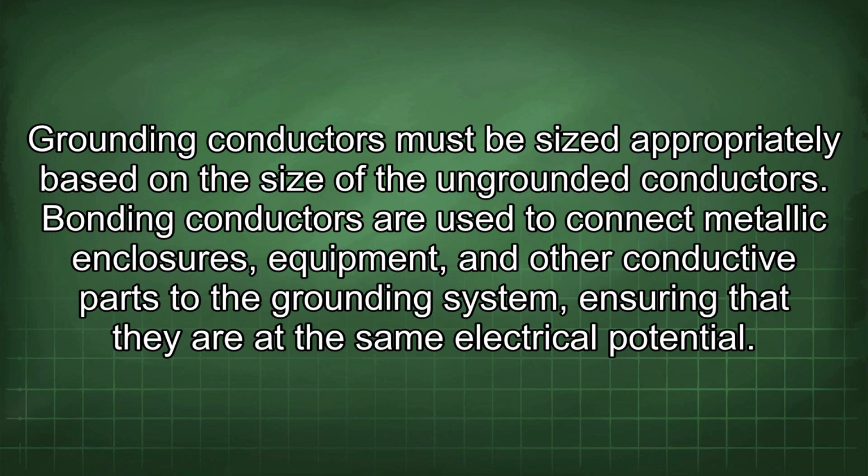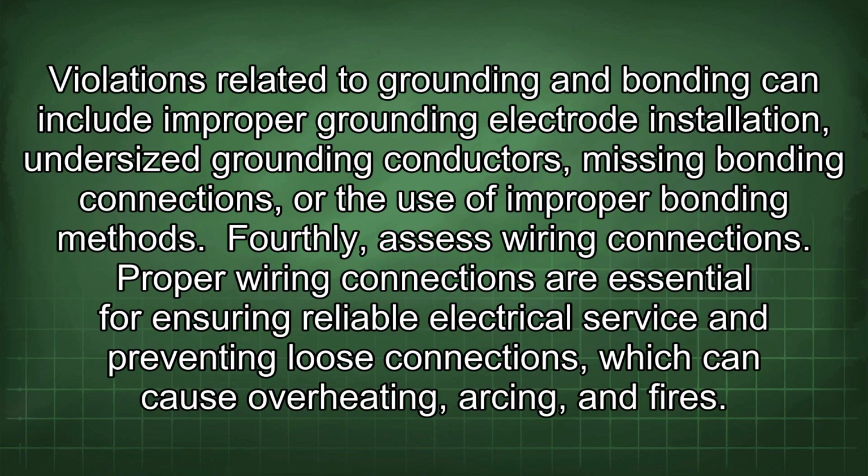Bonding conductors are used to connect metallic enclosures, equipment, and other conductive parts to the grounding system, ensuring that they are at the same electrical potential. Violations related to grounding and bonding can include improper grounding electrode installation, undersized grounding conductors, missing bonding connections, or the use of improper bonding methods.